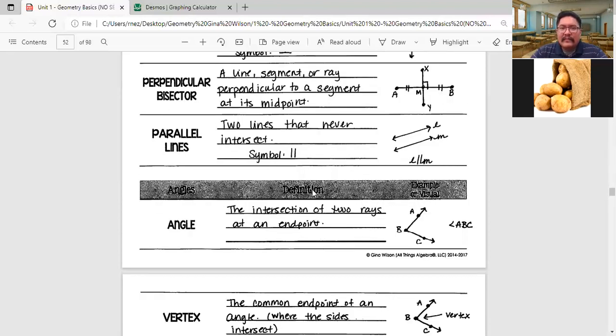All right, this next one should be a pretty easy one. I'm sure you probably already knew this before, but parallel lines are lines that never intersect. That's a simple definition. You could also say that any point at the same angle along these two lines is always going to be the same distance apart.